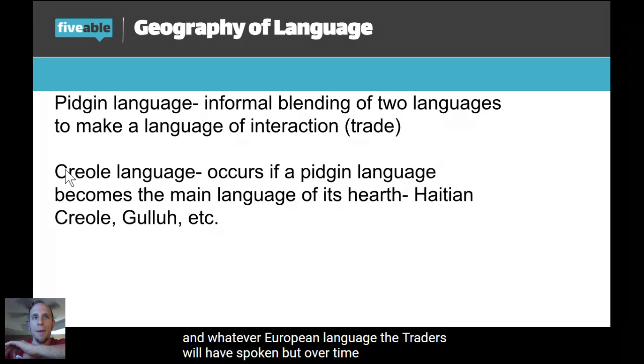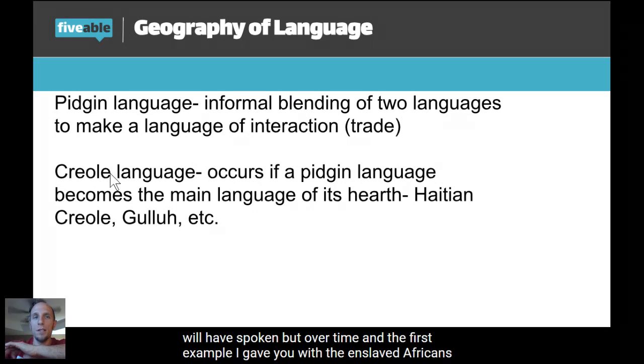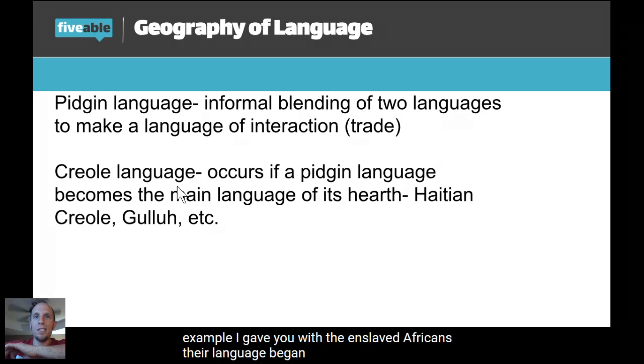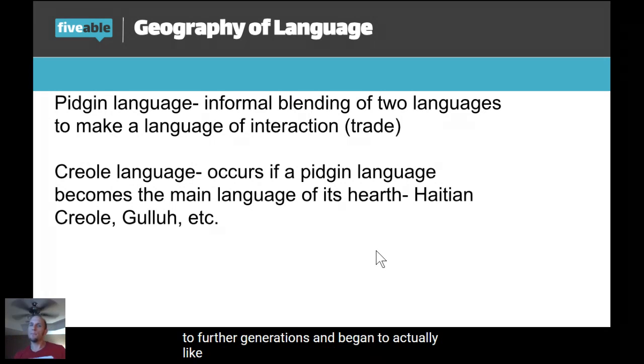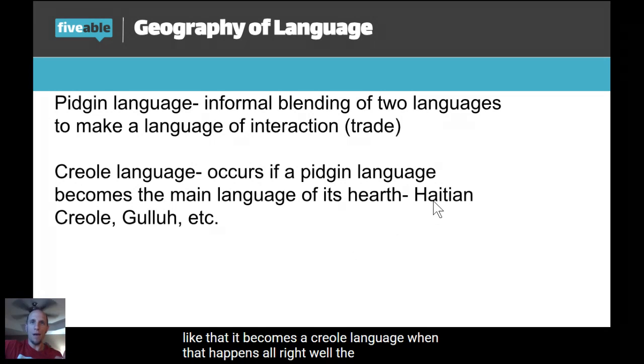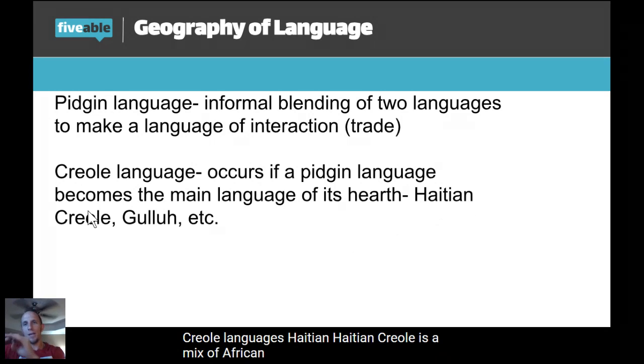But over time, in the first example I gave you with the enslaved Africans, their Pidgin language began to be passed down to further generations and began to actually get linguistic rules and grammar and things like that. It becomes a Creole language when that happens. One of the best examples of a Creole language is Haitian. Haitian Creole is a mix of African languages and French.